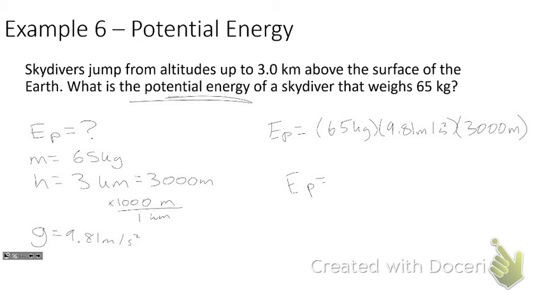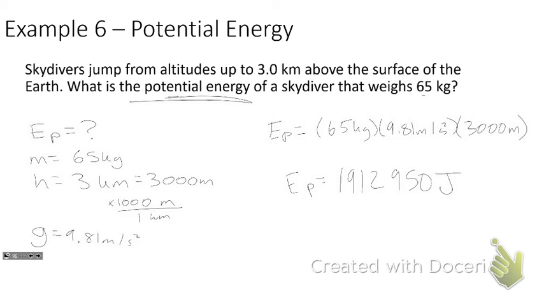If we punch that into a calculator, we get a big number: 1912950 joules. Am I going to leave my answer like this? No. We want to put it into the right number of sig digs, because right now this has 7 significant digits, and we want it to only have 2.